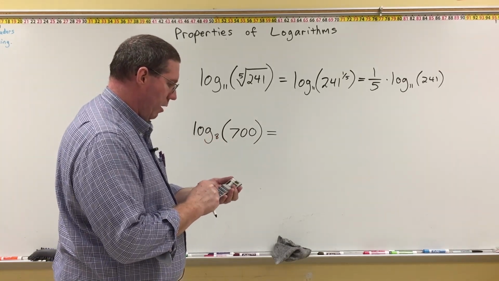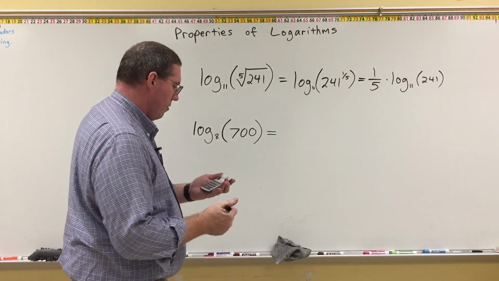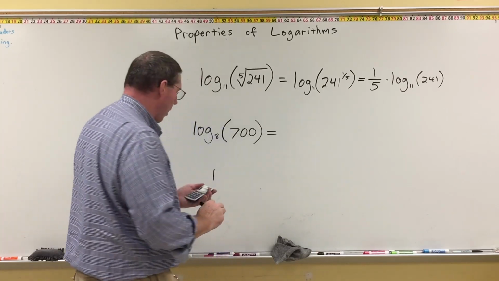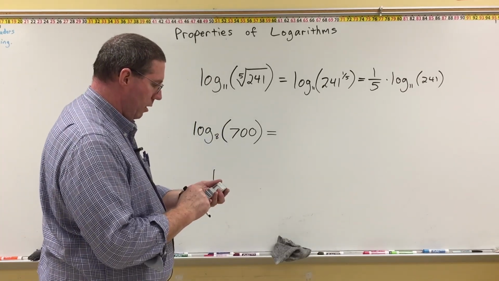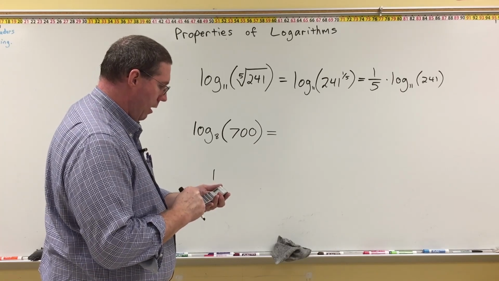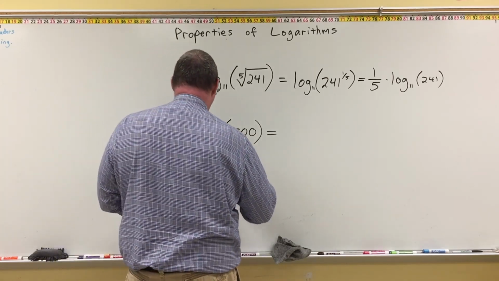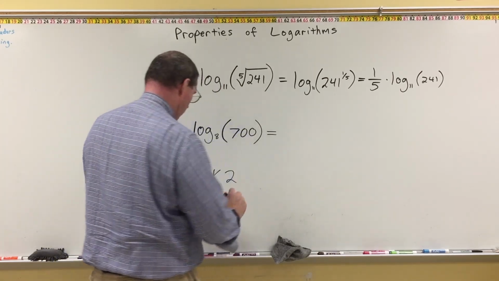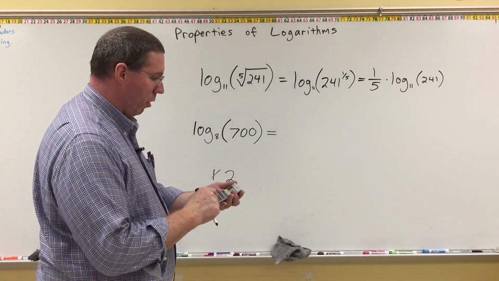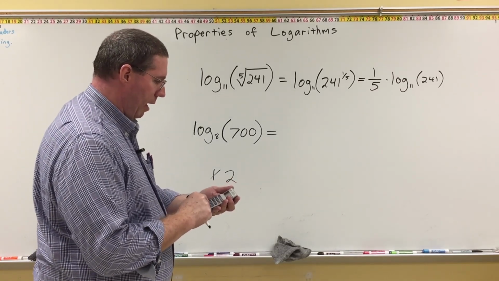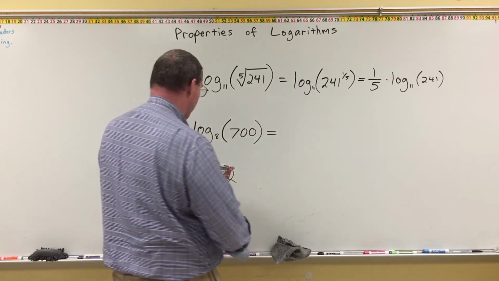So 700 divided by 8 is 87.5, so that's one time, but we're still larger than 8. So we're going to divide by 8 again, and we're going to get 10.94. So we've done it twice, but we're still larger than 8. So we're going to divide by 8 again, and it's going to give us 1.367.